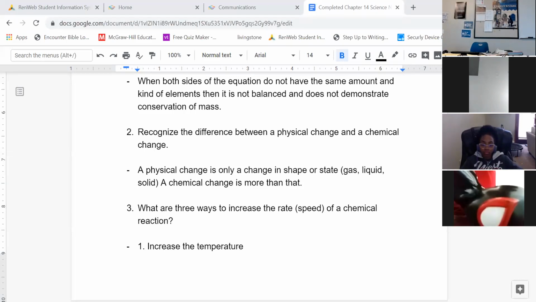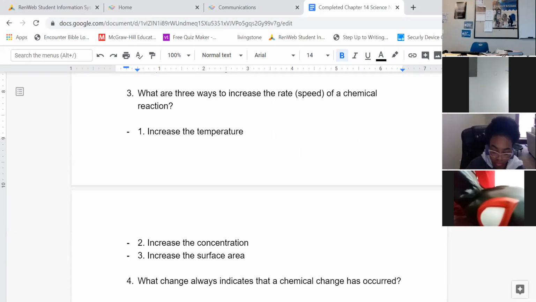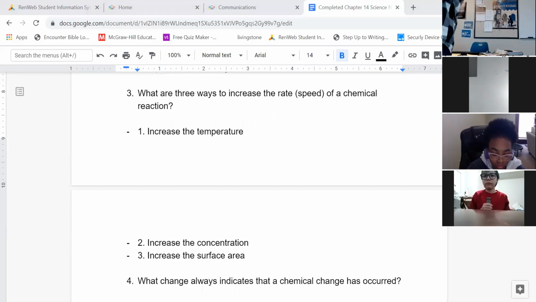All right, third question. Three ways to increase the rate or speed of a chemical change. That's kind of what I went over yesterday with the lesson yesterday. The three ways are an increase in temperature. Raise the temperature, molecules are moving around faster and bumping into each other faster, and so the chemical reaction is going to go faster. Increase the concentrations. If there's more of the reactants, then there's more likely that they're going to be bumping into each other and making new things. And then increase the surface area.